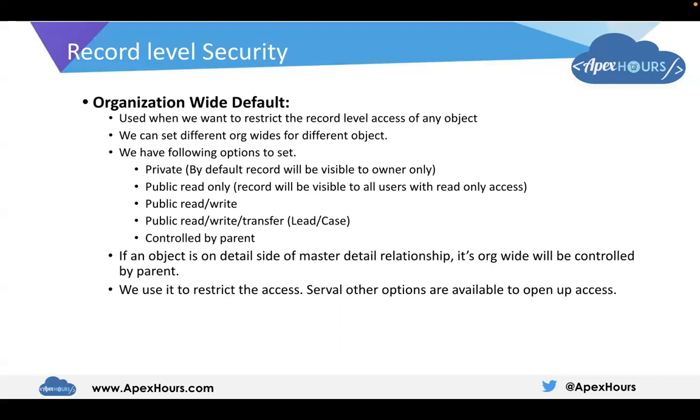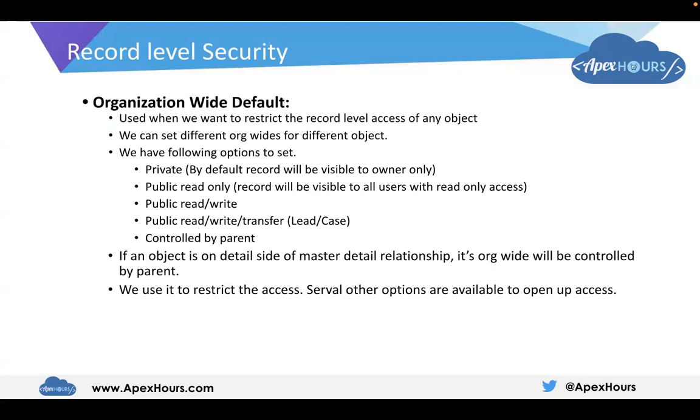The third is controlled by parent. It works with master detail relationships. Whatever access users have on the master record, the child record will automatically get the same permission. So if an object is on the detail side of a master detail relationship, its override will be controlled by its parent only. And this override default is used to restrict the access only.